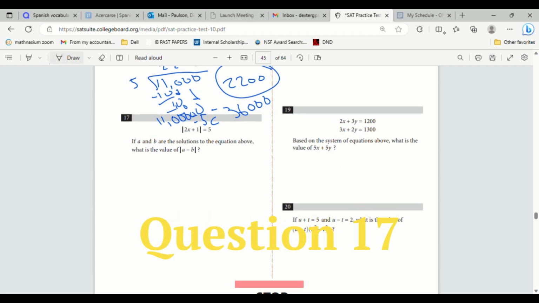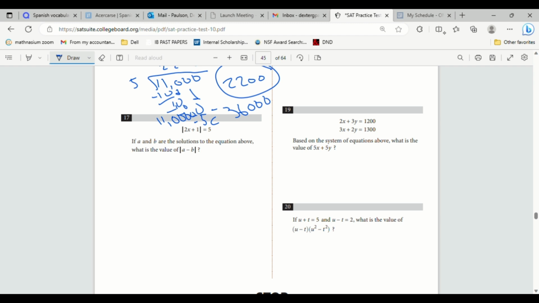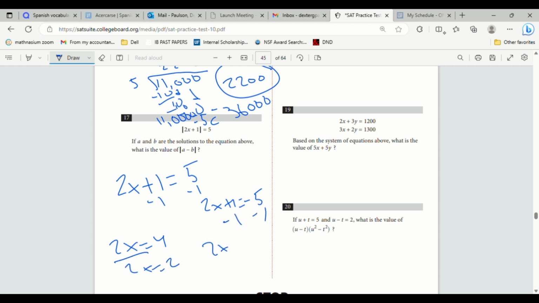Number 17. If A and B are the solutions to this equation above, what is the value of A minus B? So whenever you have absolute values, you write the equation that you're given, minus the absolute value signs, and then you write the same equation, but equaling the opposite sign. So we have 2x plus 1 equals 5 and negative 5. So solving for both sides, we get 2x equals 4, divided by 2, x equals 2. Minus 1 here, we get 2x equals negative 6, divided by 2 on both sides, we get x equals negative 3.